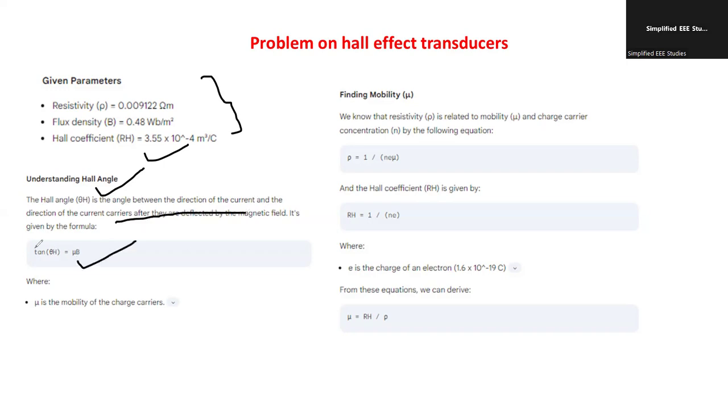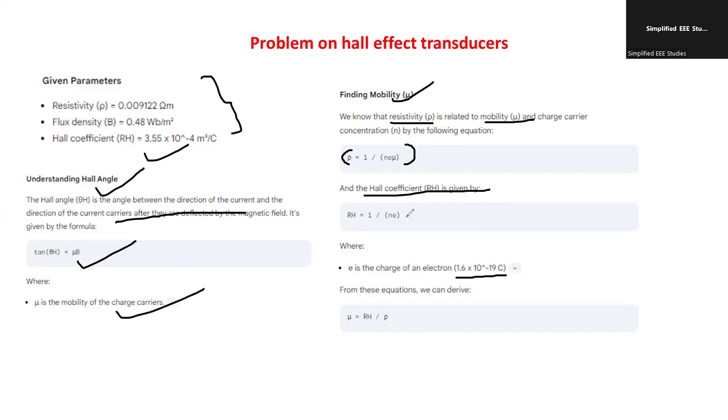So the formula is nothing but tan theta h is equal to mu into B. Mu is nothing but the mobility. Okay. So finding the mobility, how to calculate the mu? Yes, we have the formula. The resistivity rho, in terms of rho, you can compute the mobility. The relation between resistivity and mobility is given by rho is equal to 1 by n into e into mu. Okay, e is nothing but charge of 1 electron, that is nothing but 1.6 into 10 to the power minus 19 coulomb. So please substitute accordingly.